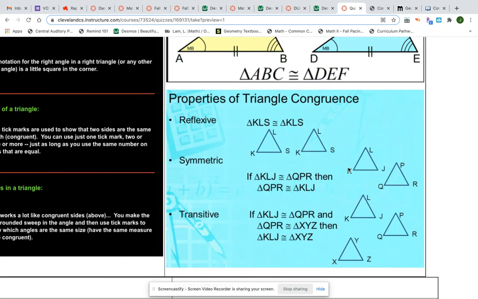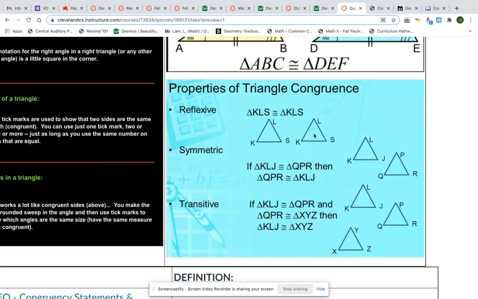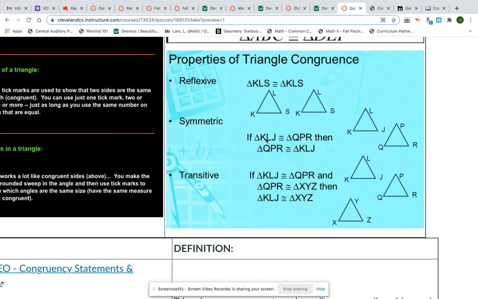You'll also see in this lesson some vocabulary words. The reflexive property of congruency says that a triangle is going to be equal to itself, of course. So if I say triangle KLS is congruent to triangle KLS, that's called reflexive property. If I say angle L is congruent to angle L, reflexive property. Symmetric property means it doesn't matter which side of the congruency statement a triangle's name is on, they're going to be congruent. So if I say triangle KLJ is congruent to triangle QPR, then if I say it backwards, triangle QPR is also congruent to triangle KLJ.